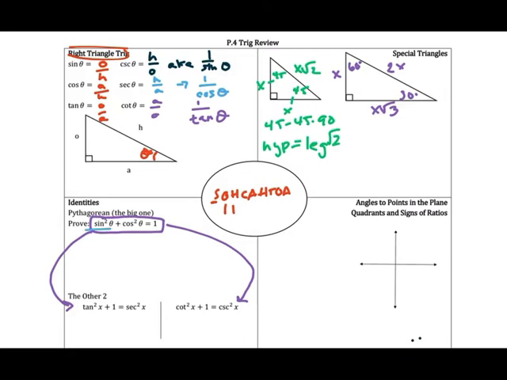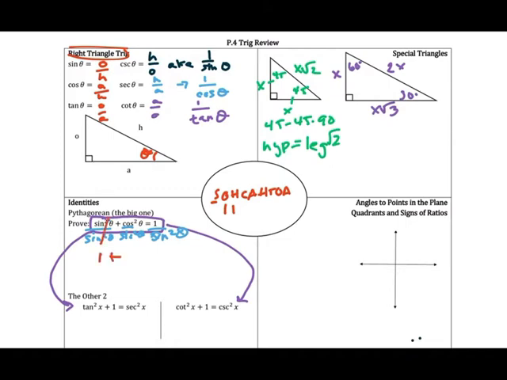The way to do this is, let's go ahead and take this entire equation and divide it by sine squared of theta. The division property of equality says I can divide as long as I do it everywhere. Sine squared divided by sine squared is 1.